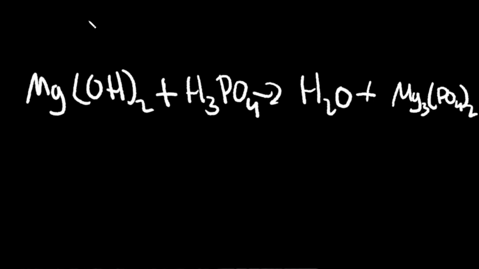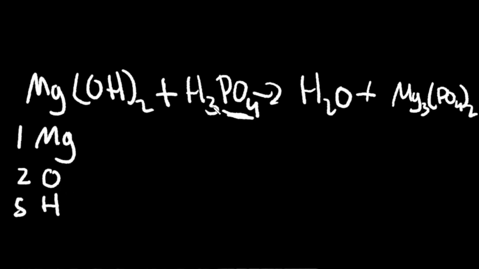Alright, here's another way you can solve this problem. You can just start by writing out how many of each individual atom there are. I recommend splitting apart H and O, but keeping polyatomic ions like phosphate. So there is 1 magnesium, 2 oxygens, 5 hydrogen, and 1 phosphate.